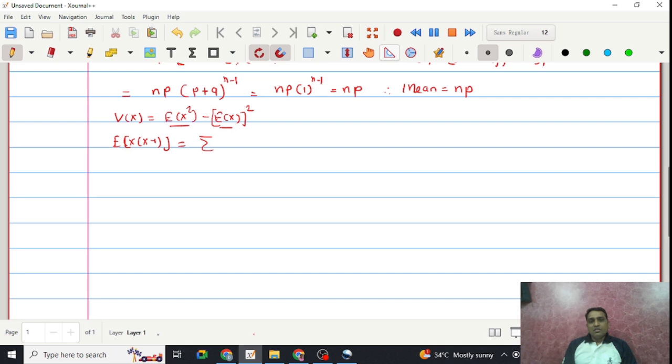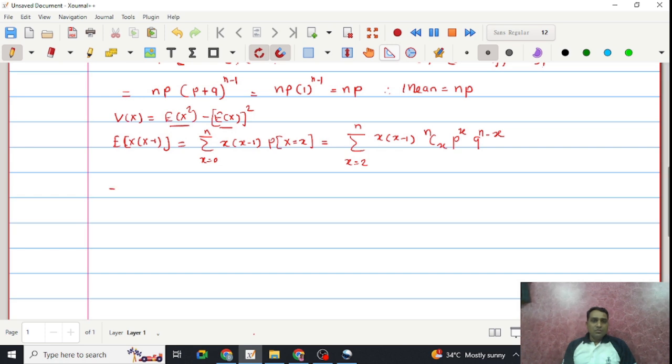So here it is the summation over x from 0 to n of x into (x minus 1) into P(X = x). For x equal to 0 the answer is 0, and for x equal to 1 also. So we directly change the range, x taking values 2 to n, x into (x minus 1) times nCx p^x q^(n minus x).